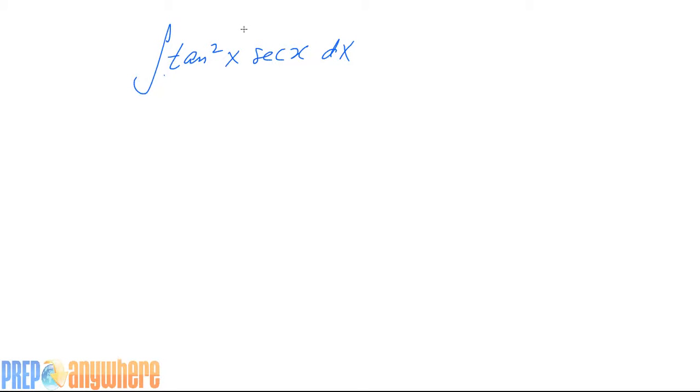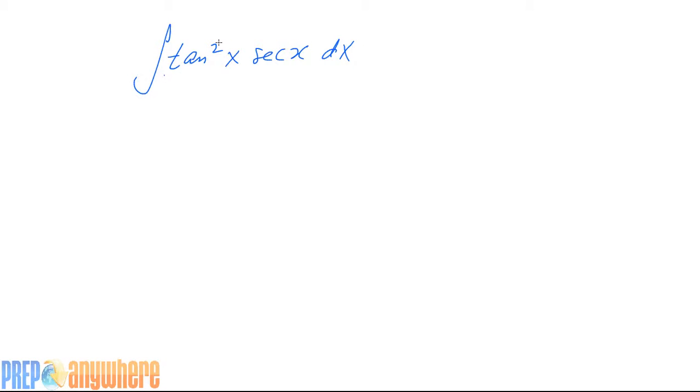So note that for this question, on the tangent we have a square. On the secant we have just power of 1. So one's even, one's odd. So this is not going to be a typical trig integration with substitution. Now I know that tangent x, if you differentiate that, you get secant squared x.